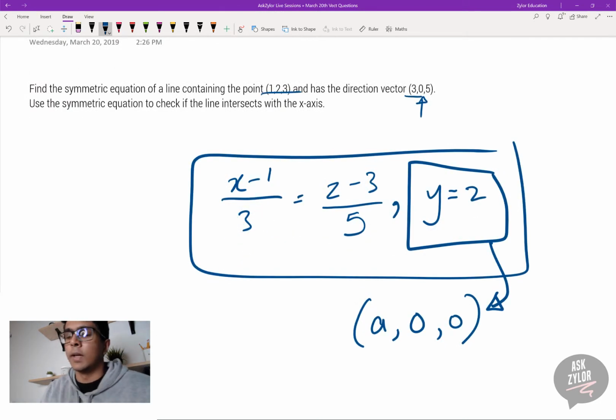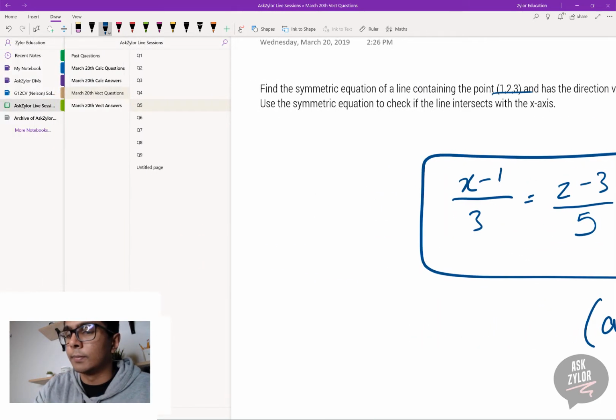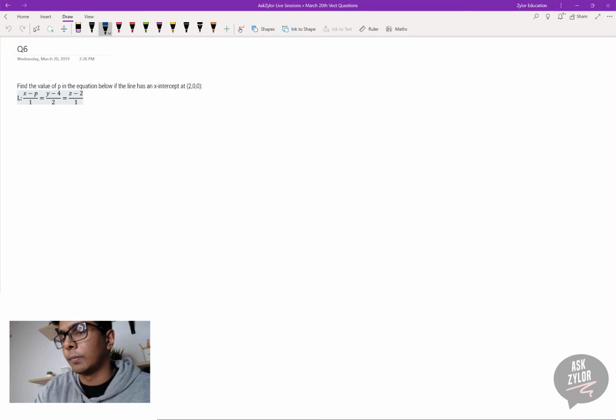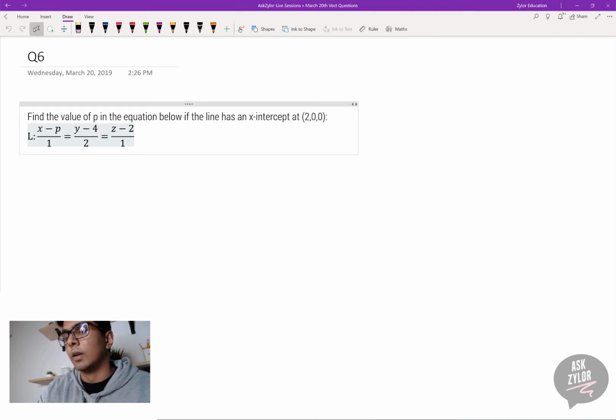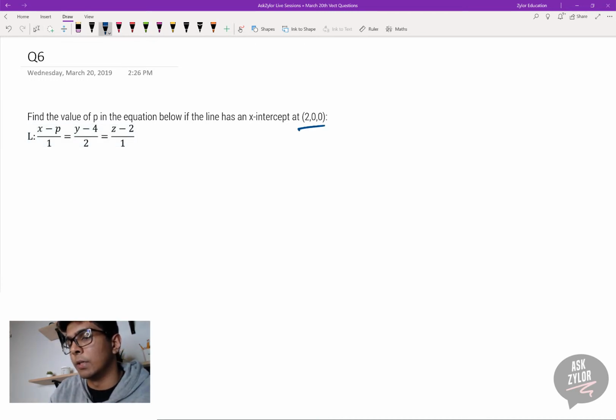So we're going to go ahead and jump to the next question. So it says find the value of p in the equation below if the line has an x-intercept at 2, 0, 0. So all we have to do is, we have a point, we have the symmetric equations, we're going to plug in each of these coordinates into our symmetric equations.